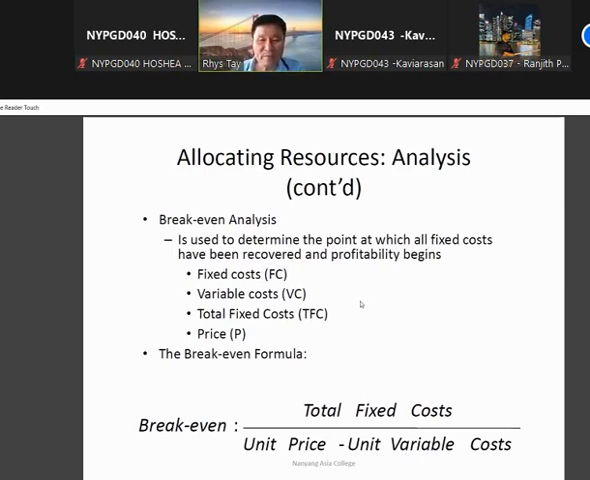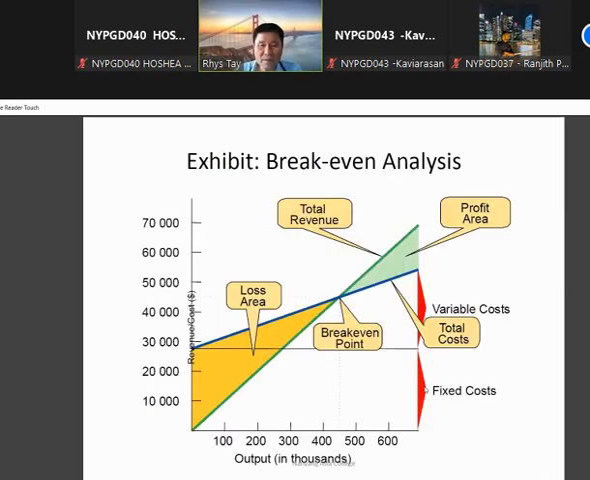Okay, the break-even point comprises fixed costs, variable costs, total fixed costs, and price of the construction costs. Okay, so break-even will be equal to total fixed costs over unit price minus unit variable costs. Okay, so this is a graph where it shows that during the construction of a building, initially, you can produce up to here, maybe about 50%. That is your break even.